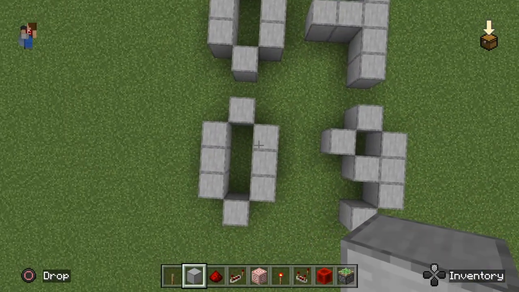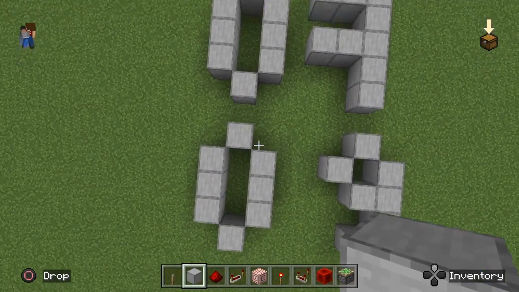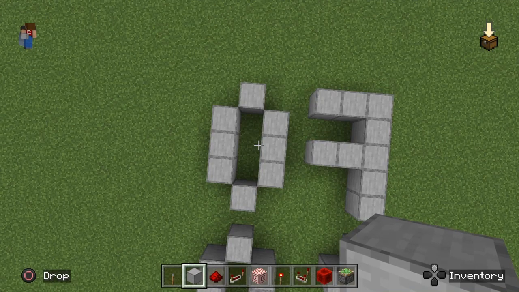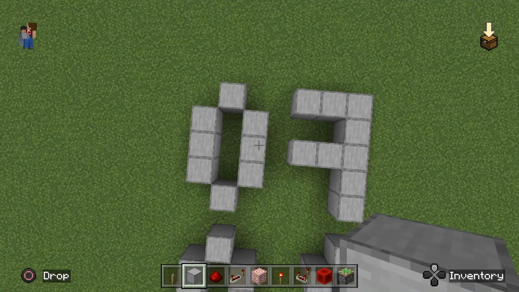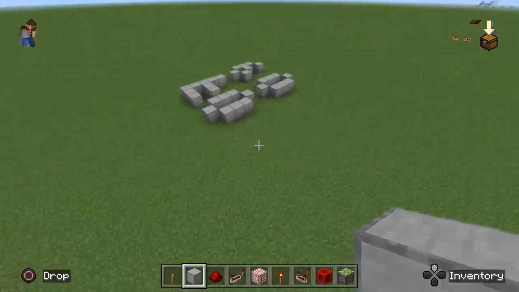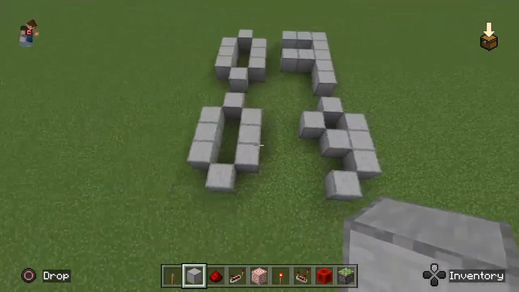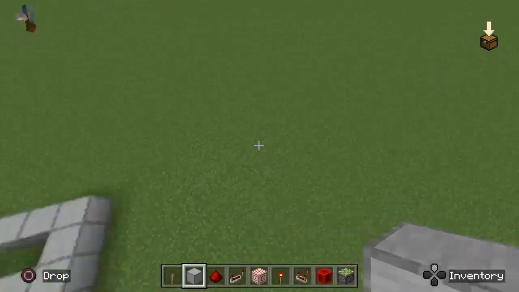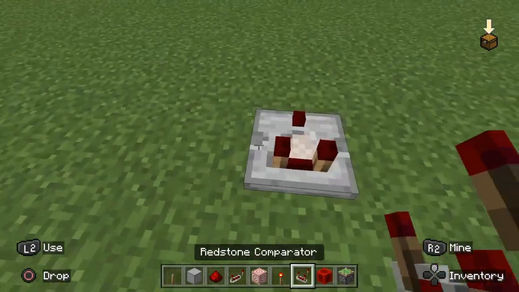And this is just 0, 1, 2, 3, 4, 5, 6, 7, 8, 9. And this is 0 through 9, then A, B, C, D, E, F. So that is what hexadecimal is. It uses base 15 notation. And to make that, we just use signal strength.